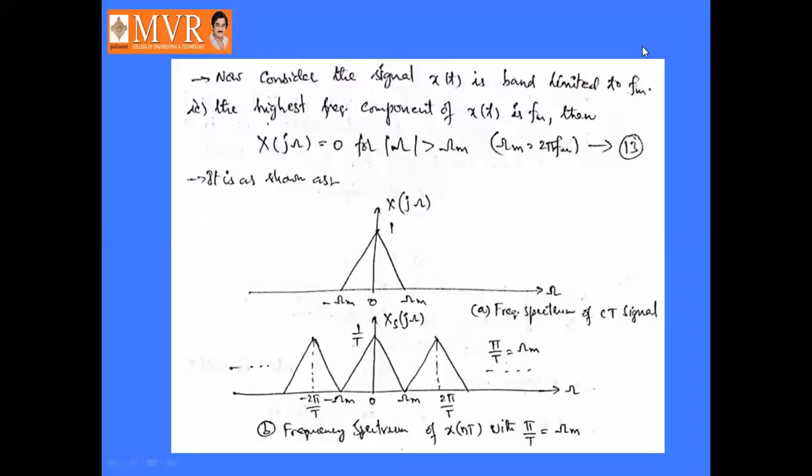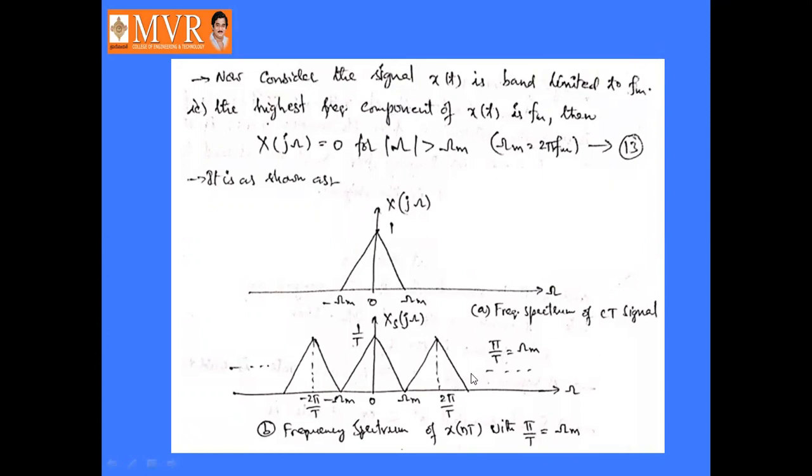Yes. So X of j omega equals 0 for mod omega greater than omega m, where omega m is 2 pi fm. That is equation number 13. So X of j omega is represented like this, varying from minus omega m to plus omega m. It is the frequency spectrum of the continuous time signal, and the frequency spectrum of x of nT with pi by T equal to omega m is like this.